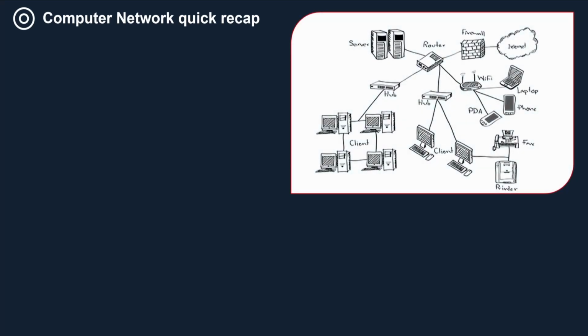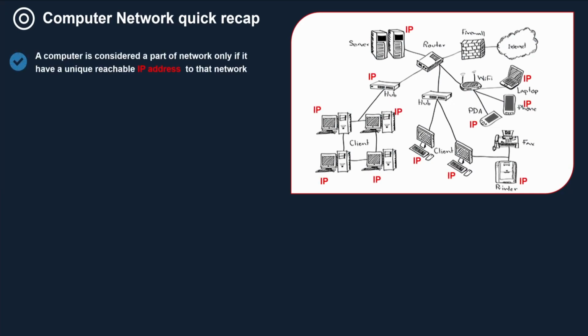As we are going to create a web application using Python, let's take one step back and have a quick recap regarding the computer network. So let's take a look at this picture of a network. It's a bunch of computers connected together. A computer is considered part of the network if it has a unique reachable IP.